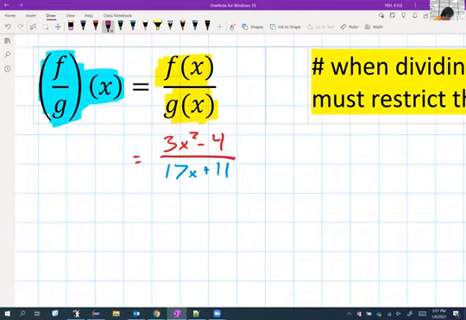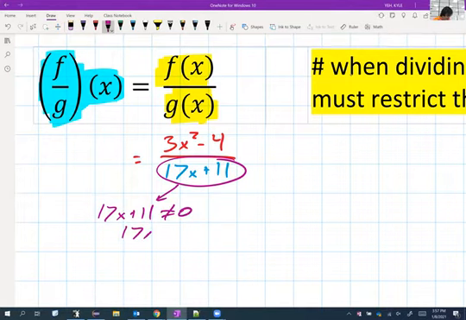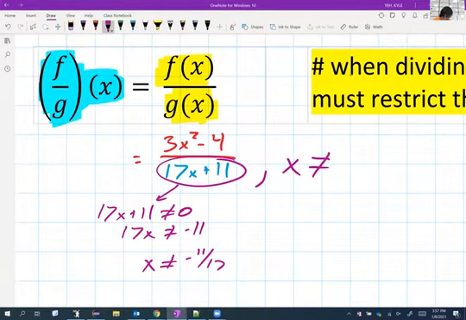We want to say, okay, 17x plus 11. We don't want to divide by 0, so I'm going to say 17x plus 11 cannot equal 0. So 17x cannot equal negative 11. x cannot equal negative 11 17ths. That is the value I need to restrict out of my domain. So to restrict that out of my domain, I'm just going to say, comma, x cannot equal negative 11 17ths.